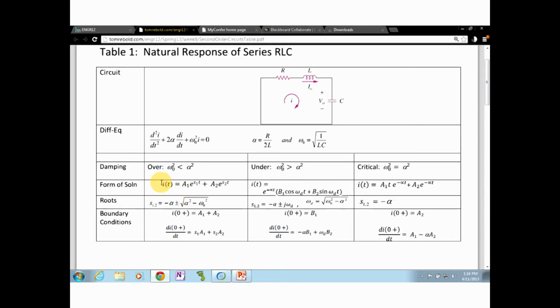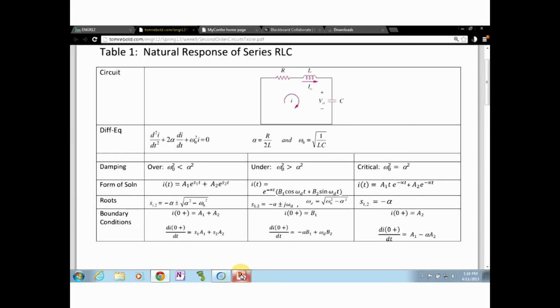If you look at the overdamped case, it's a little bit easier to see. The derivative of this is going to be S1 A1 e to the S1 t plus S2 A2 e to the S2 t. And when you set t equal to 0, that's just S1 A1 plus S2 A2. You see that? That's why it says that right there. It's the same thing for the sinusoidal, just a little more complicated, and the same for the critical one, just a little bit different as well. So you can prove that to yourself if you don't do it.